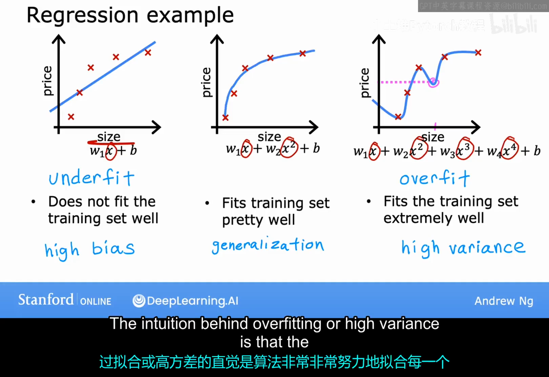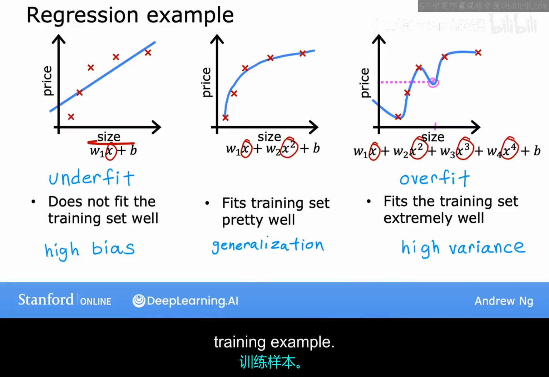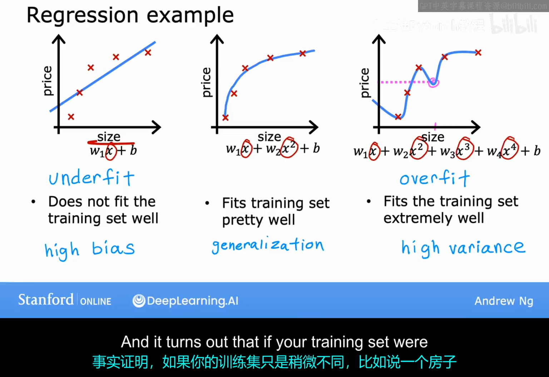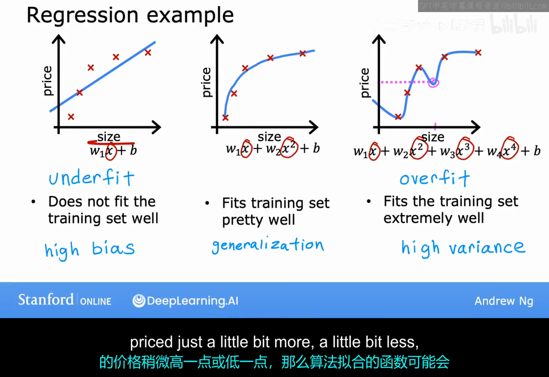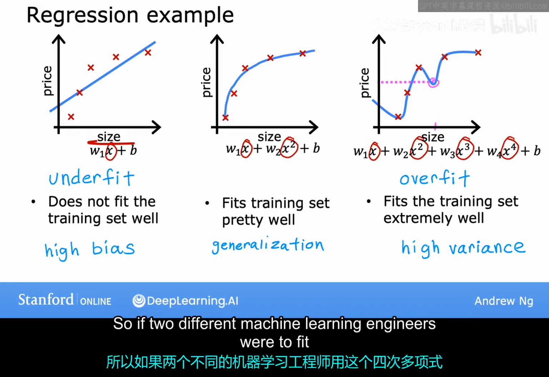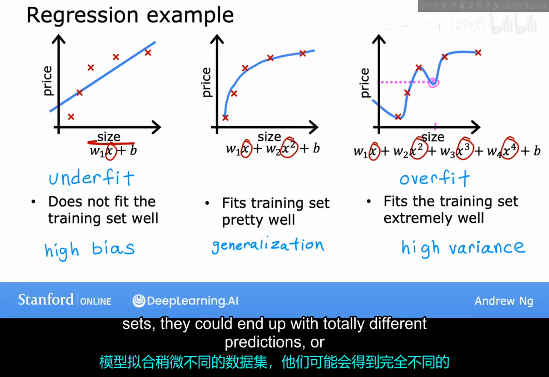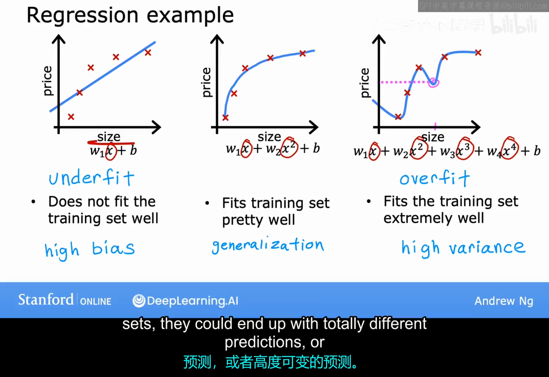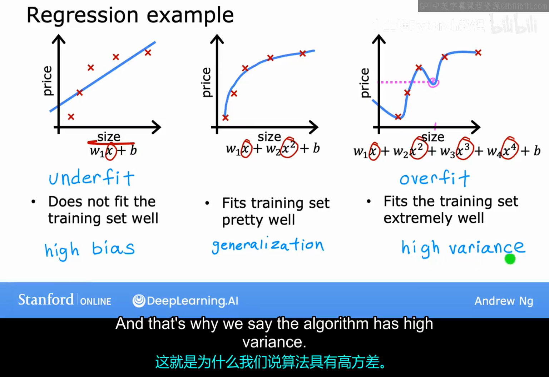The intuition behind overfitting or high variance is that the algorithm is trying very, very hard to fit every single training example. And it turns out that if your training set were just even a little bit different, say one house was priced just a little bit more, a little bit less, then the function that the algorithm fits could end up being totally different. So if 2 different machine learning engineers were to fit this 4th order polynomial model to just slightly different data sets, they could end up with totally different predictions or highly variable predictions. And that's why we say the algorithm has high variance.